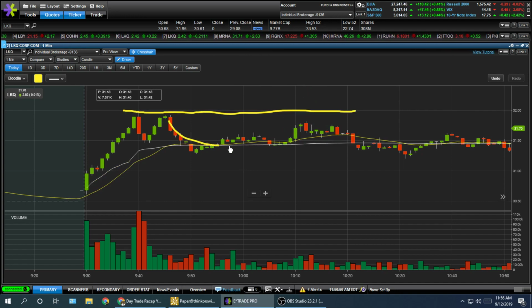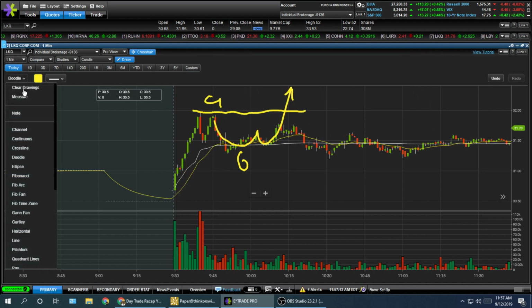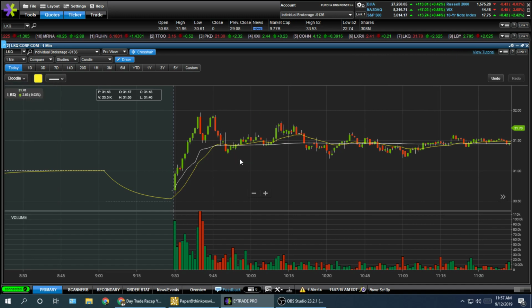So here you go, ABCD pattern again. A, the B is down here, C, and then D. So this is how you identify that pattern. It's one that comes up pretty often, and it usually works out pretty well.